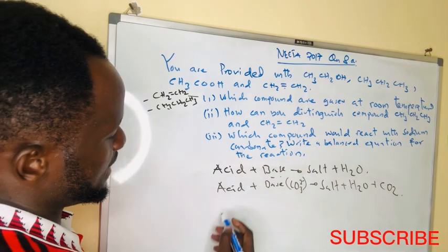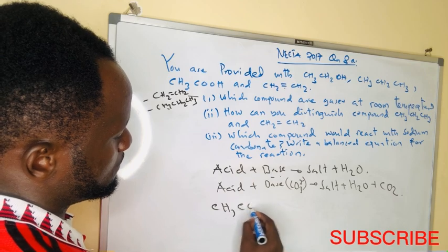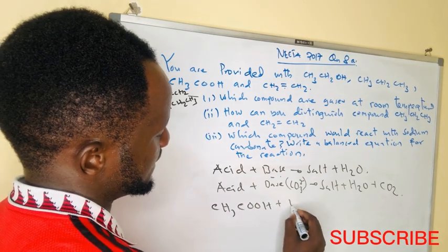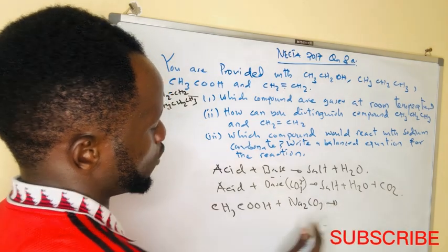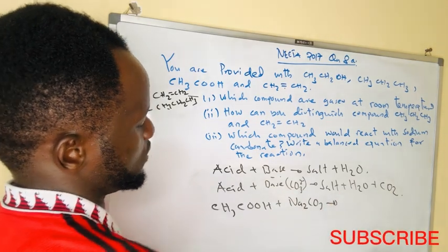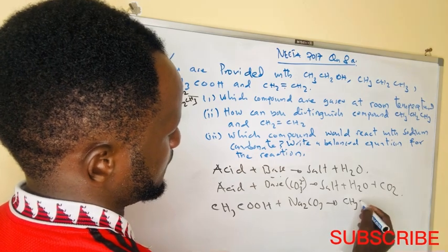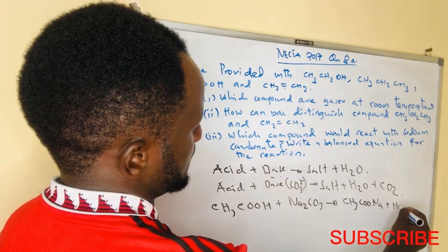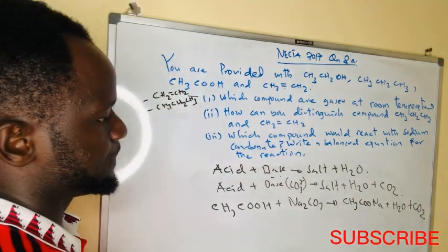Hivyo basi utachukua carboxylic acid plus base which is sodium carbonate. So kwa base yetu contain carbonate group, kwa hiyo nategemea kwamba nitakuwa na salt, water na carbon dioxide. So salt itakuwa ni CH3COONa, sodium ethanoate, plus water plus carbon dioxide.